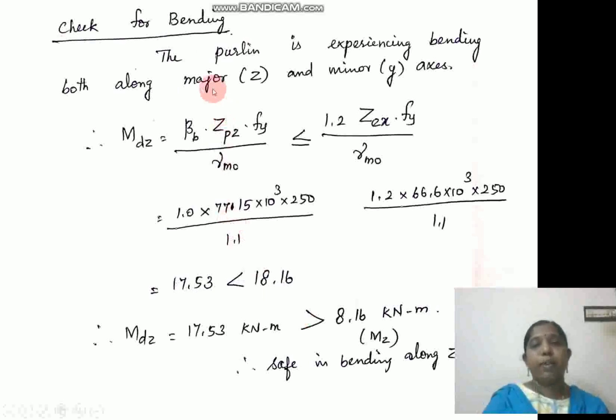Now we are going to check for bending. The purlin is experiencing bending both in major as well as minor axis. So you have to check bending against major as well as minor axis, and then finally check for combined interaction. So MdZ is equal to beta B ZpZ Fy by gamma m naught, which should be less than or equal to 1.2 ZeZ Fy by gamma m naught, which is your major axis. If you check these two values, I am taking this value 17.53, whereas the moment acting on the purlin is 8.16, so it is safe against bending along the z-axis.